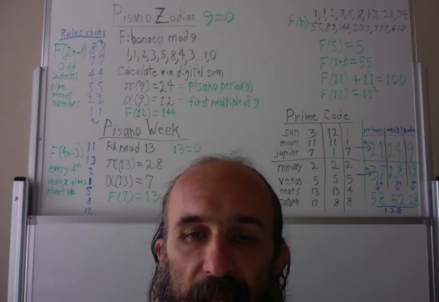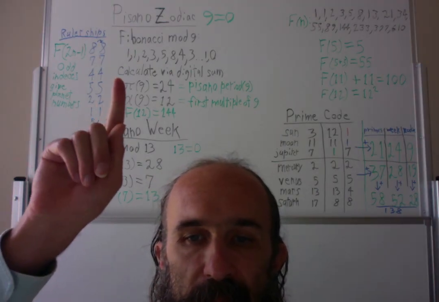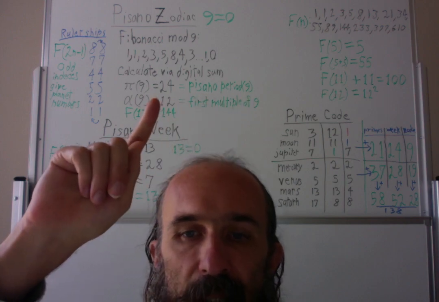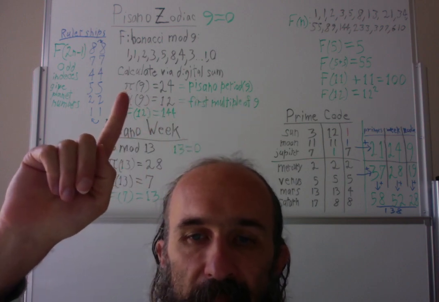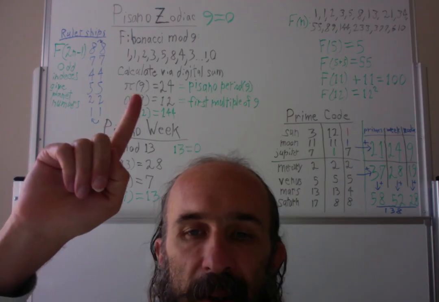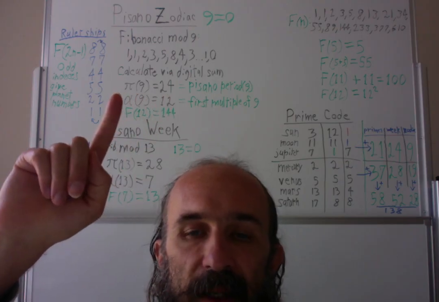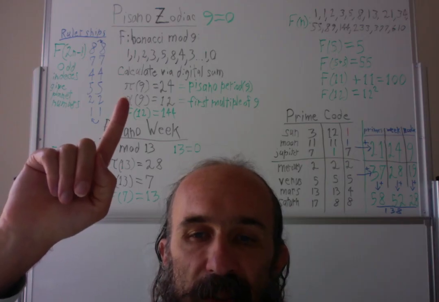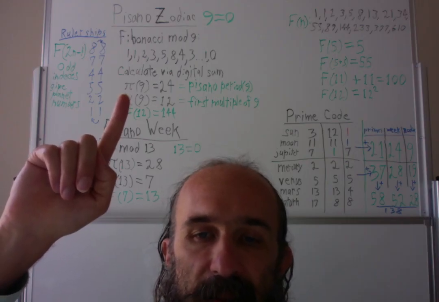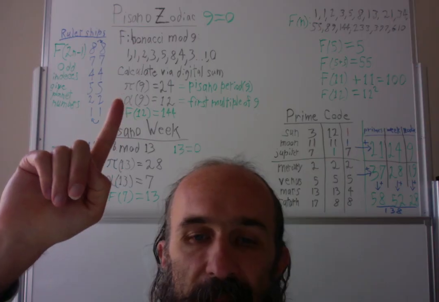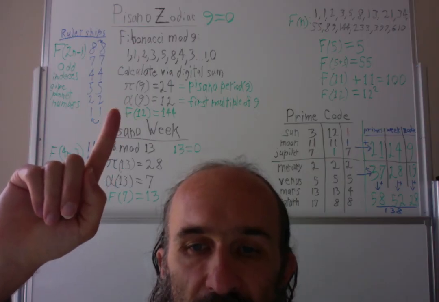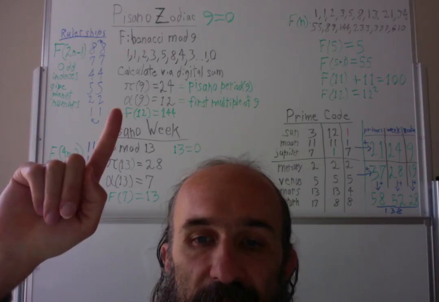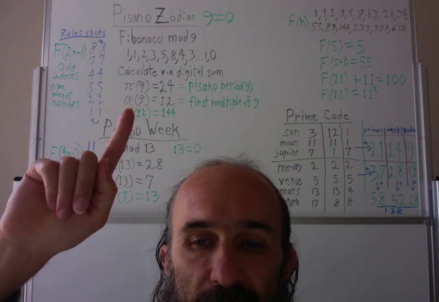This gives us a cycle of 24, which is why we say the Paisano period of 9 is equal to 24. We use the Greek letter pi as a symbol for that. Pi of 9 is 24. This is not related to the number 3.14. We're using pi as a letter. We're using pi as a function here. Mathematicians sometimes use the same letters for different things in different contexts, and we also have the Greek letter alpha.